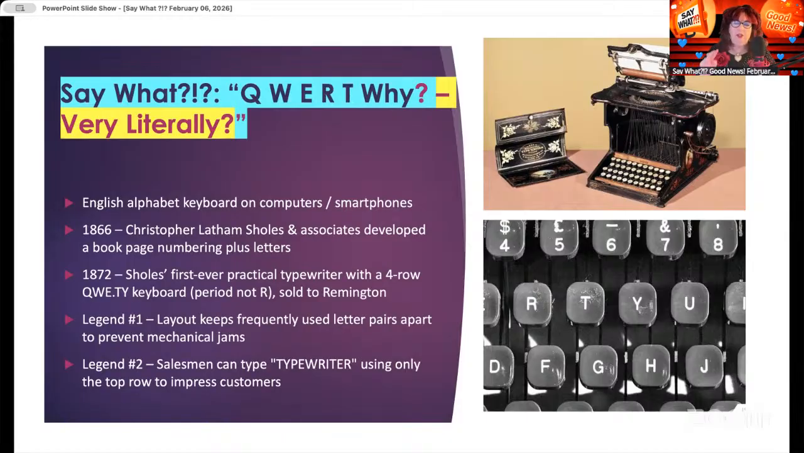There are two legends why we have QWERTY. Number one is the layout keeps people in the early days of typing on typewriters from using letters that are commonly paired together, keeps them apart because they were typing so fast they were jamming up the keys. These were clunky keys. Look at them on the top. The second one is that salesmen who were trying to sell the typewriter could type the word TYPEWRITER using the top row only very quickly. Try doing it. It's right there in the top row. So those are two legends. I don't know which one is true, but it's up to you to figure that one out.